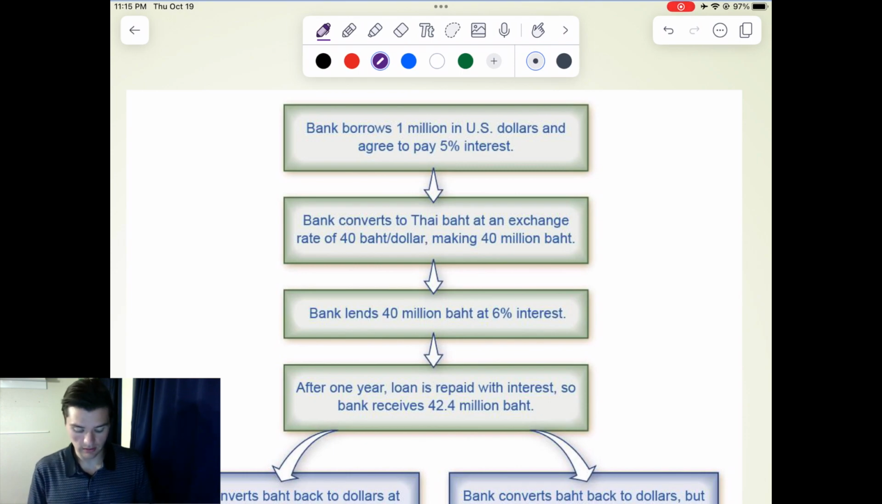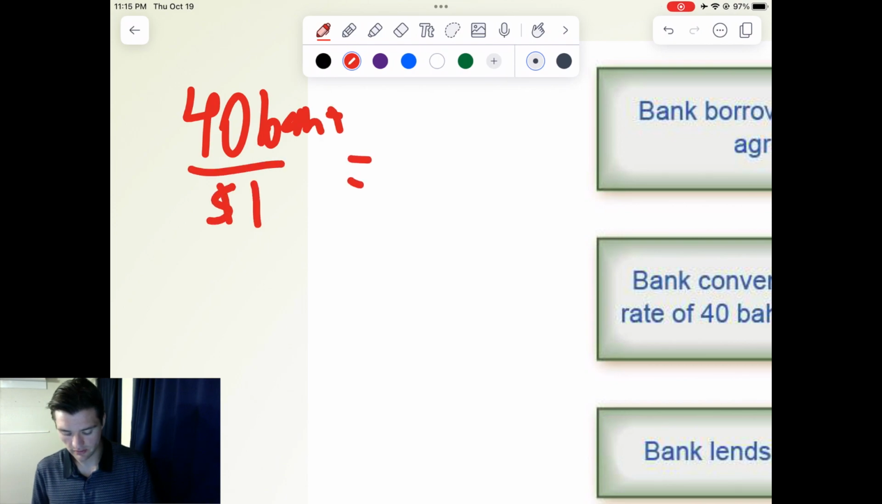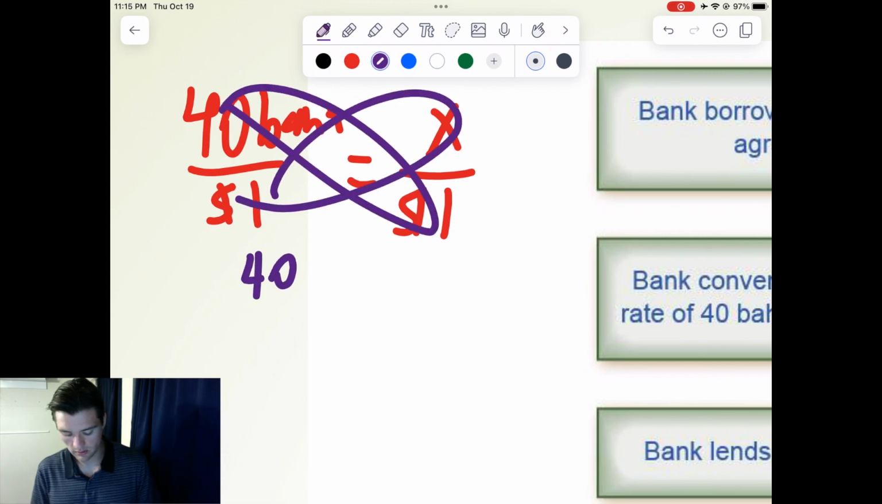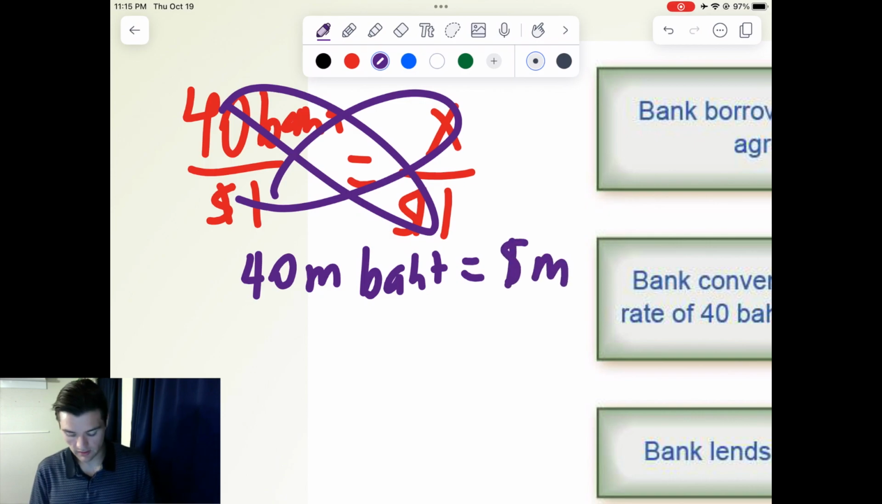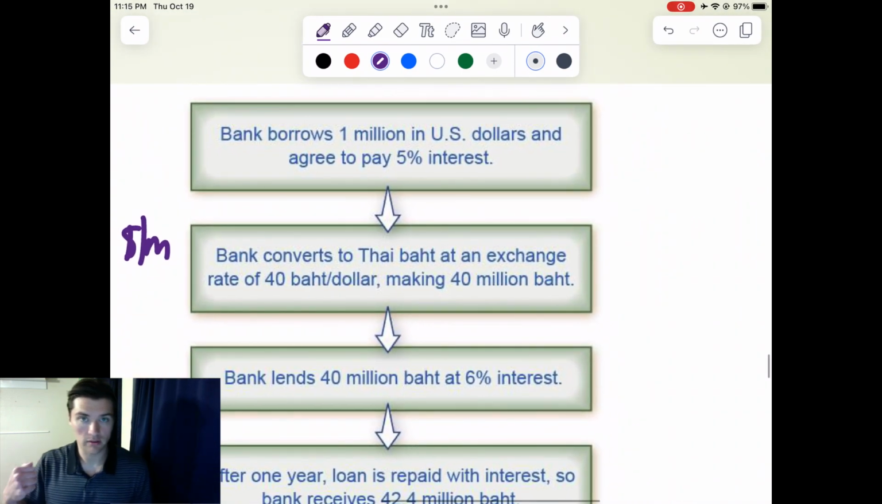Again, this is the exchange rate, so 40 baht to a dollar, and we had $1 million, and we don't know what X is. Well, we would do the butterfly method because it's beautiful. And we would get 40 million baht for $1 million. So that's what we have. We have this bank here. They borrowed $1 million, and they converted it into 40 million baht.